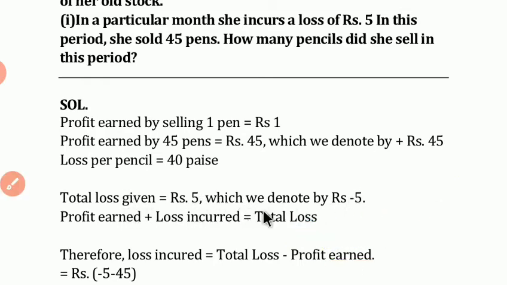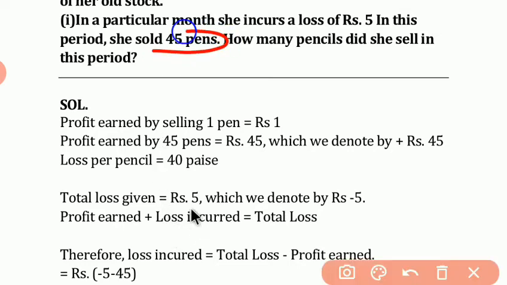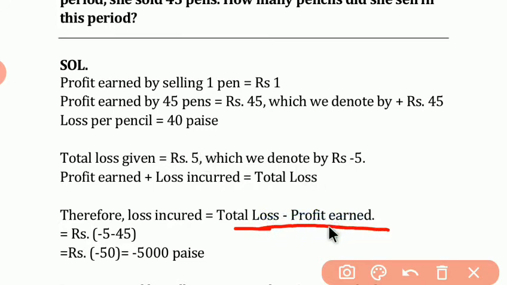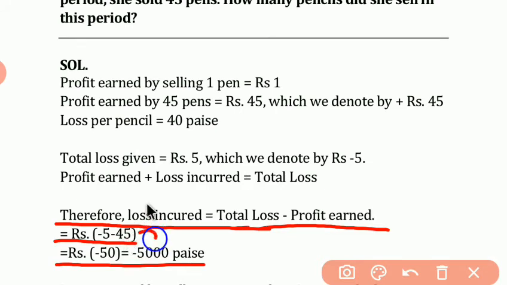So profit earned plus loss incurred equals total loss. Profit is how much she earned from selling 45 pens, and we have to find the loss incurred in a particular month. Here you can see that profit earned is given as plus on this side, so on the right hand side it will change into minus. Total loss is rupees 5, and profit earned is 45. So minus 5 minus 45, minus minus plus, 45 plus 5 is 50, and the sign will be minus.